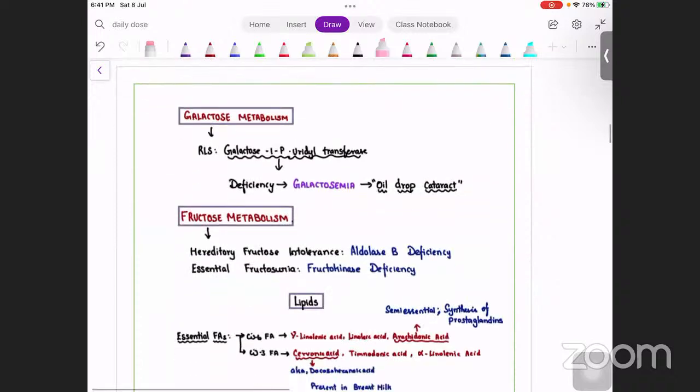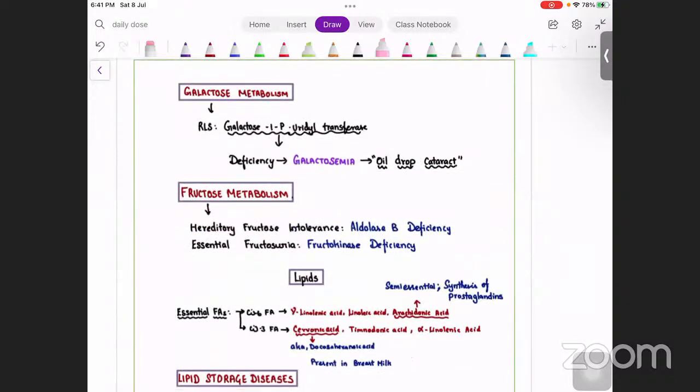Okay, so for this, and then you have the galactose metabolism. Speaking about the galactose metabolism, the rate limiting enzyme is galactose 1-phosphate uridyl transferase. Deficiency causes galactosemia, where you see the oil drop cataract. Snowflake cataract is seen in diabetes mellitus. Sunflower cataract is seen in Wilson disease. You have to remember that. Okay, you have to remember that too.